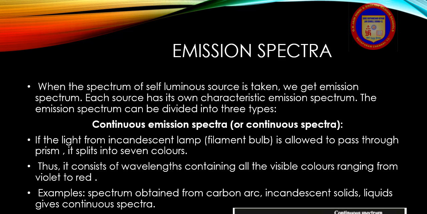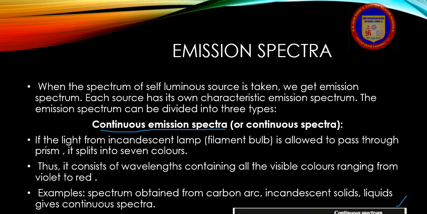When the spectrum of a self-luminous source is taken, we get an emission spectrum. Each source has its own characteristic emission spectrum. The emission spectrum can be divided into three types. One is continuous emission spectra, or continuous spectra. In the diagram shown here, the pattern of colors is displayed continuously.